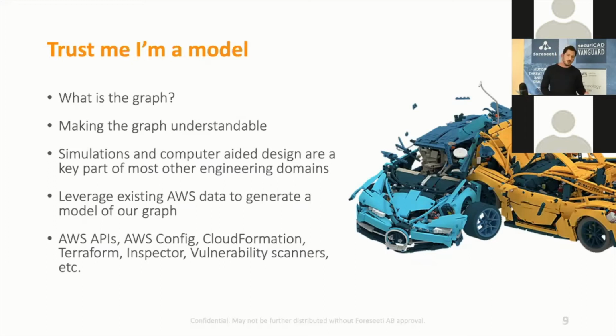And then we can enrich the model with information from, for example, vulnerability scanners, such as Amazon Inspector in AWS, or other third-party vulnerability scanners. So we can get all of that into our model and into our graph.